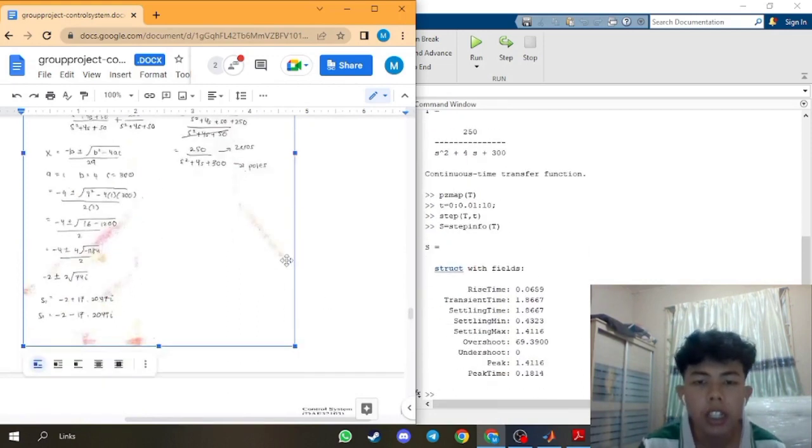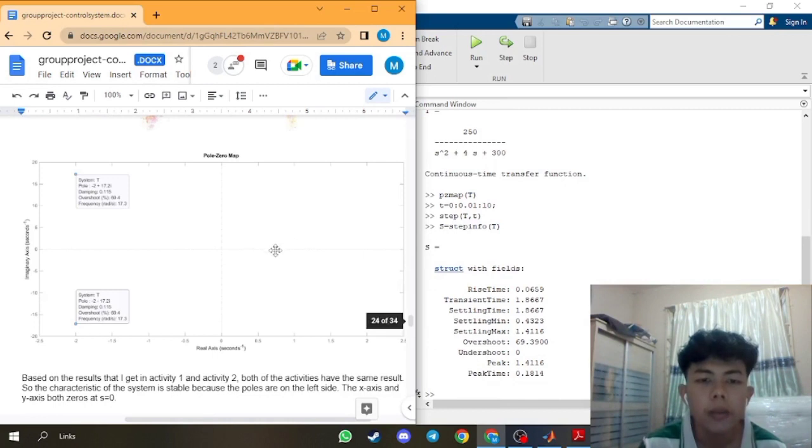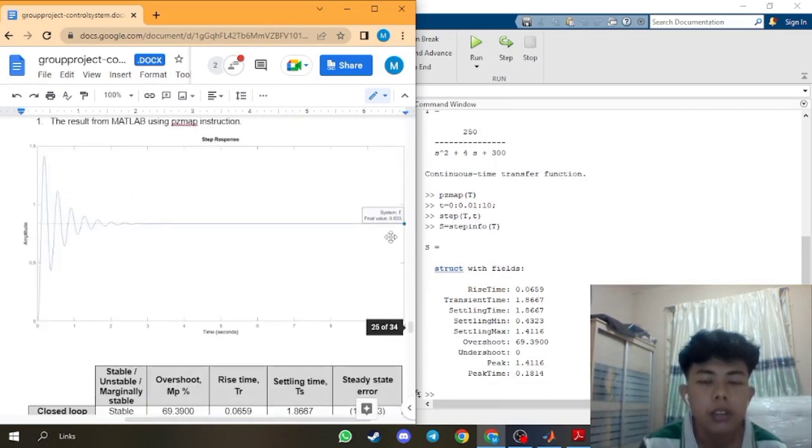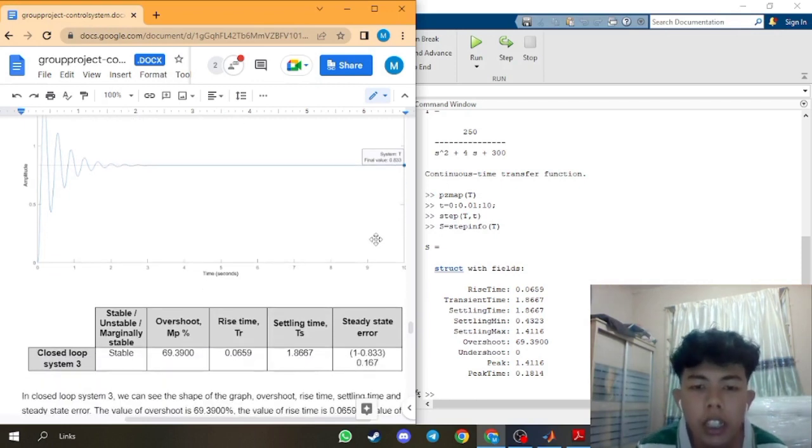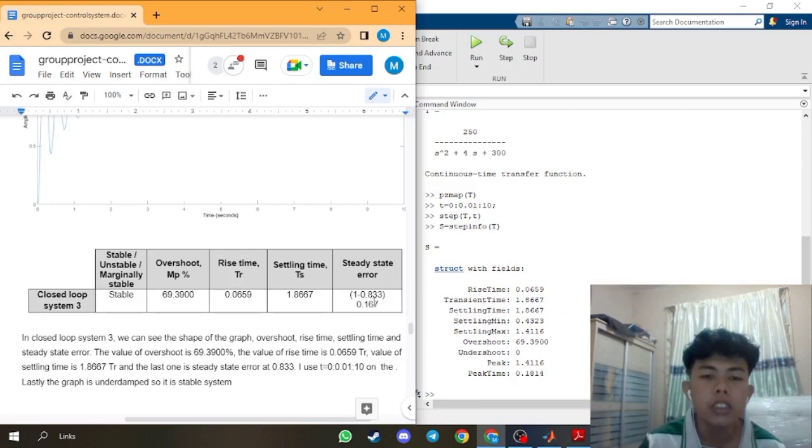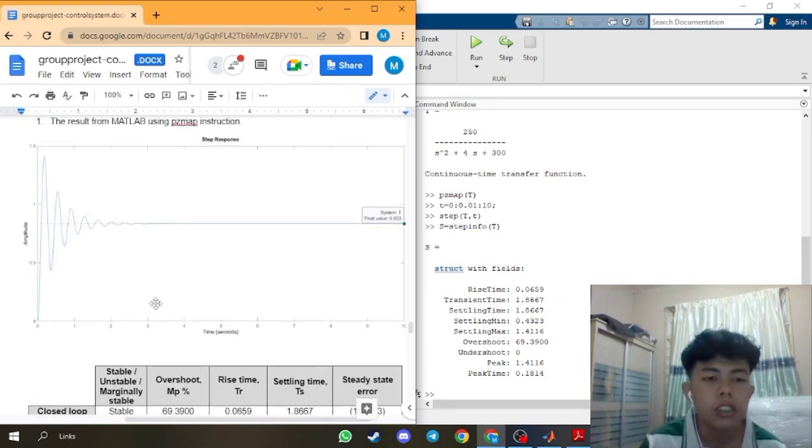So after that I get this graph. The final value is equal to 0.833. So how do I get the steady state error? 1 minus 0.833, so I get 0.167. So this system is stable because, as I can see from the graph, this graph is stable.